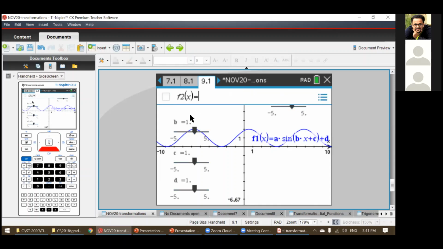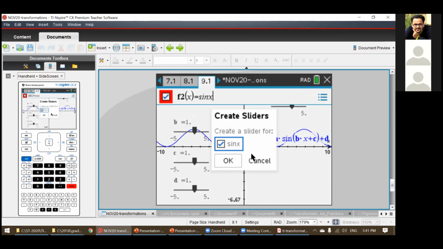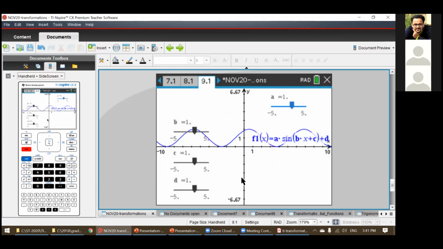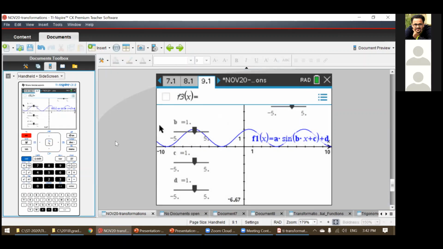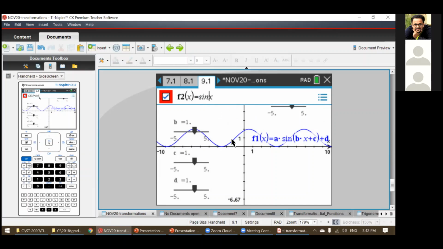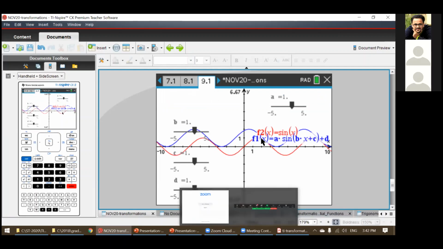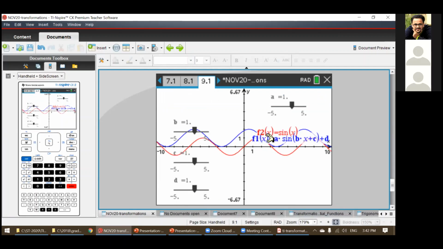Go ahead and type in sine x. I don't know why that came up. I should have put sine x in a bracket. That's why that came up. If you just type in sine x directly, it will ask you to create sliders, but if you put it in a bracket, it should not. So there you can see, this is your basic sine graph. The red one is your basic sine graph.